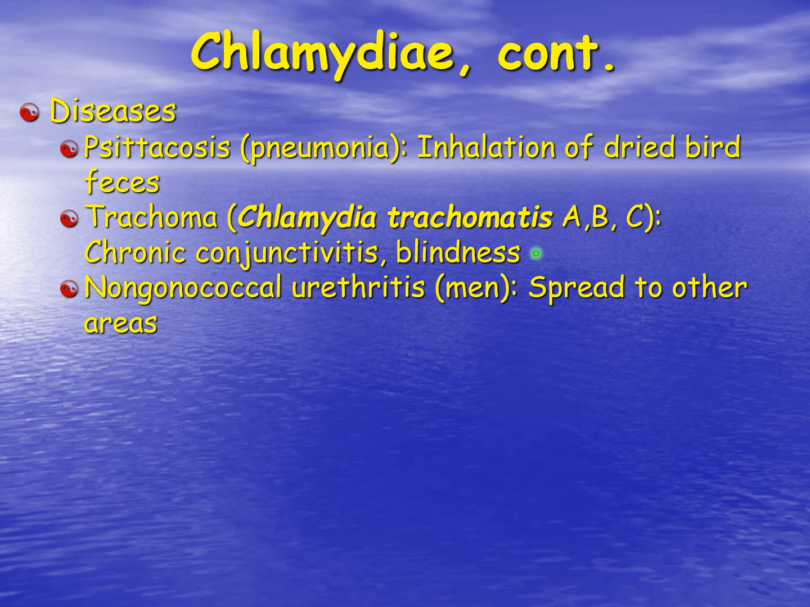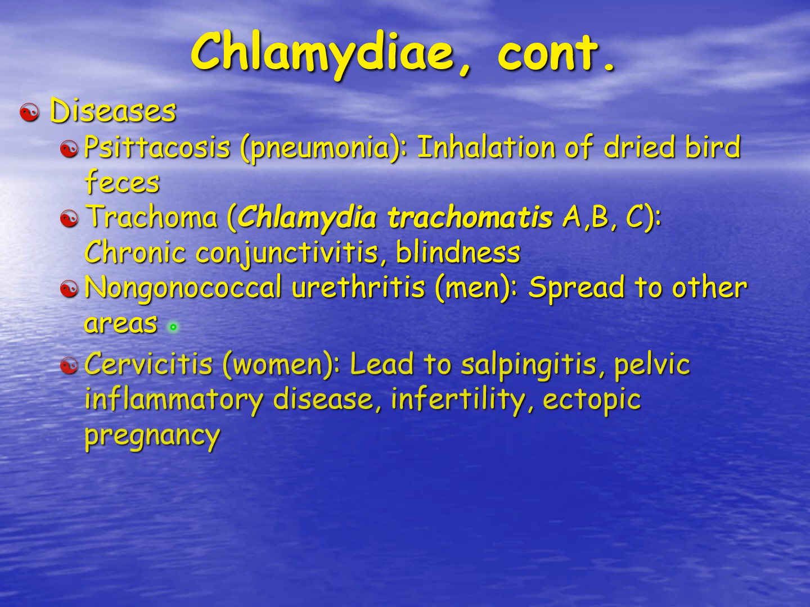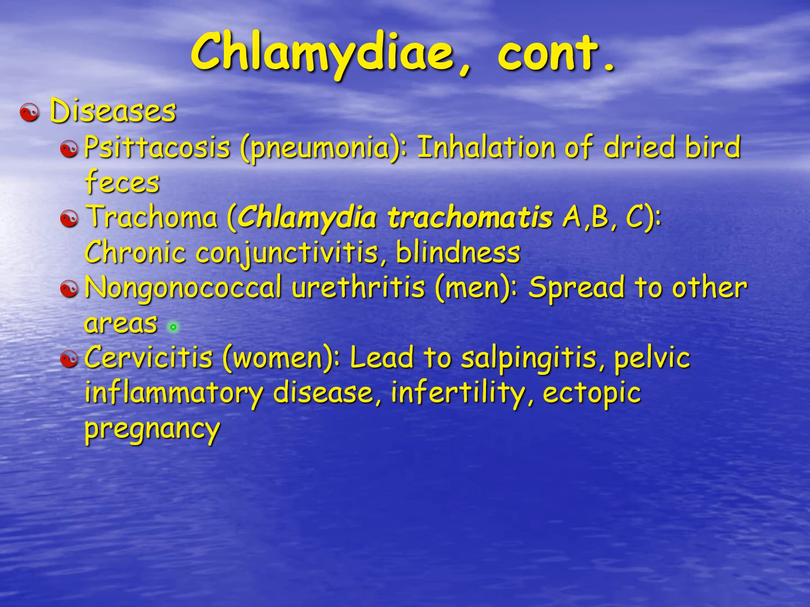Non-gonococcal urethritis in men. Chlamydia and gonorrhea cause similar signs in males, causing this urethritis, and so can be spread to other areas, including up through the reproductive tract. In females, Chlamydia trachomatis causes cervicitis primarily. This can lead, however, to salpingitis, inflammation of the oviducts or fallopian tubes, and can lead to pelvic inflammatory disease. In fact, one of the major causes of PID is chlamydial infections. This could lead to infertility and ectopic pregnancy.